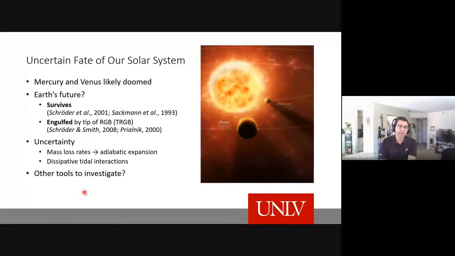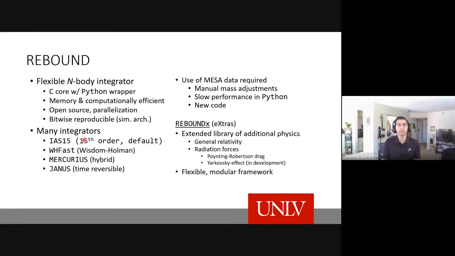And so to investigate these post-main sequence orbital dynamics, what are some of the tools that we can use? We looked into REBOUND, which is a modern, flexible N-body integrating code. It has a core written in C, but it is wrapped conveniently in Python, so it's very easy to use, especially if you're just starting to program. You don't have to know any C programming. Part of the reason for using C as its core language is that it was designed with memory and computational efficiency, and so it's quite effective.